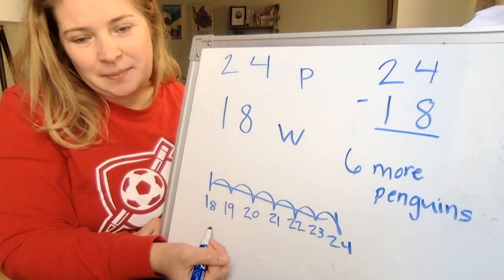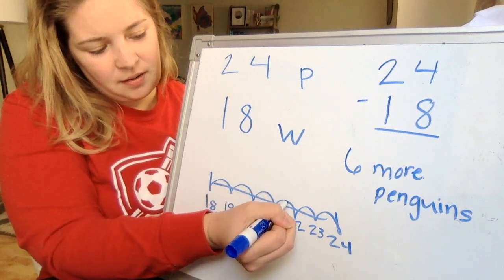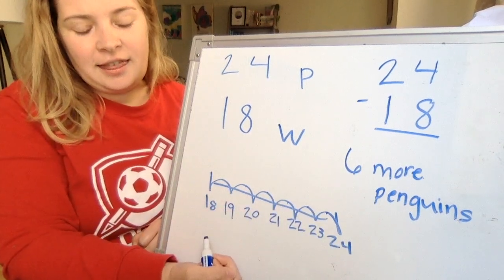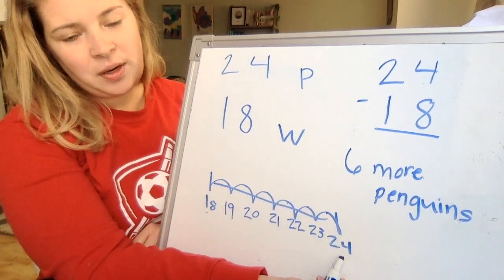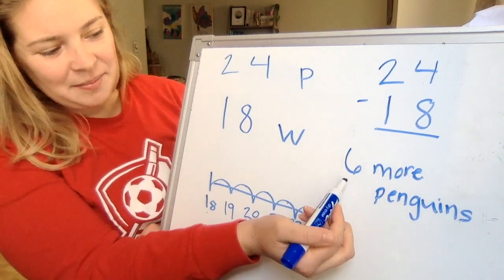Now let's count our hops. 1, 2, 3, 4, 5, 6. The difference between 18 and 24 is 6. Same as our answer.